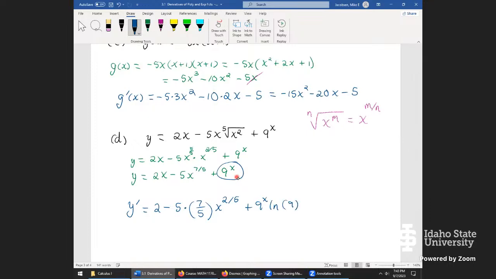Exactly. Good call, folks. It's going to be itself, and then you put a correction term here. Because it wasn't e to the x, we multiply by natural log 9. Finally, that is the full derivative of this one. We'll just simplify and say y prime equals 2 minus 7x to the power of 2/5 plus 9x times the natural logarithm of 9. We've got it, folks. That's our pretty nasty derivative this time, really because of the 9x and the odd exponent work we had to do right here.